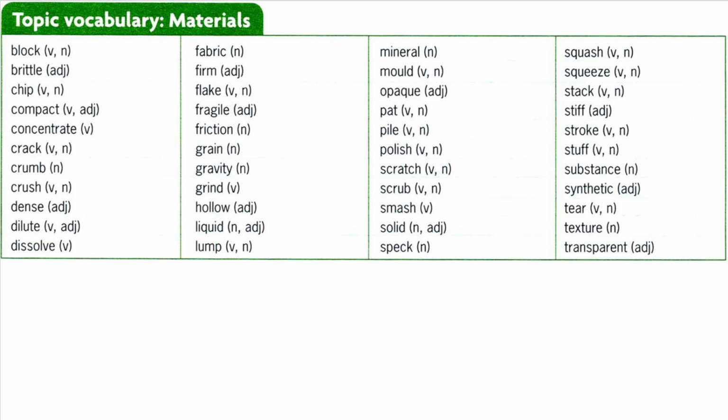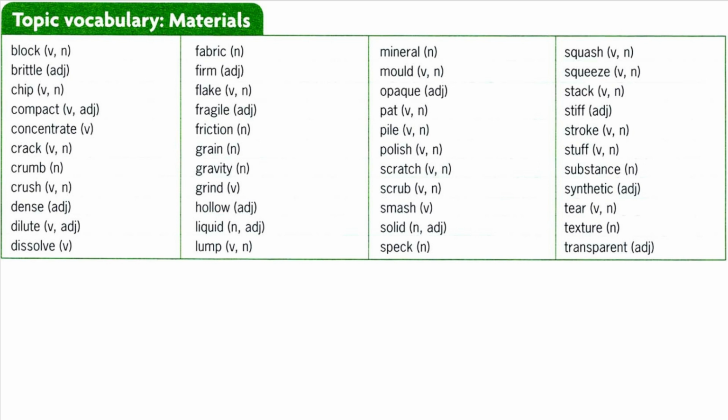Pile. To put a large number of things on top of each other. Don't just pile your clothes on the bed. Pile. A number of things put on top of each other. Could you help me carry this pile of books? Polish. To rub the surface of something in order to make it shine. The maid polished the table and then cleaned the floor.